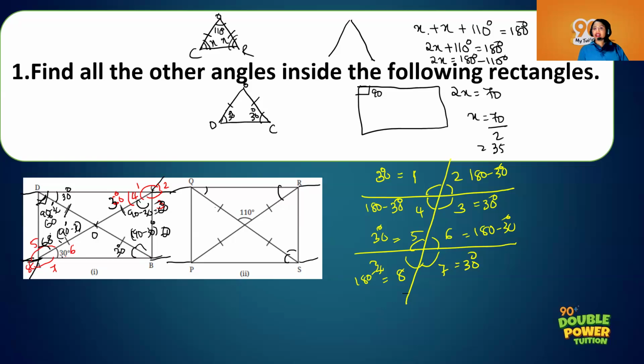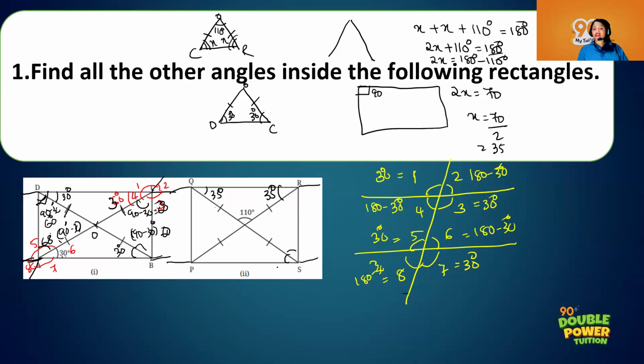It's 110 degrees. So exterior angle: 2x plus 110 is equal to 180 degrees. So 2x is equal to 180 minus 110, that is 2x is equal to 70. x is equal to 70 divided by 2, 35 degrees. So these two angles are 35 degrees each.